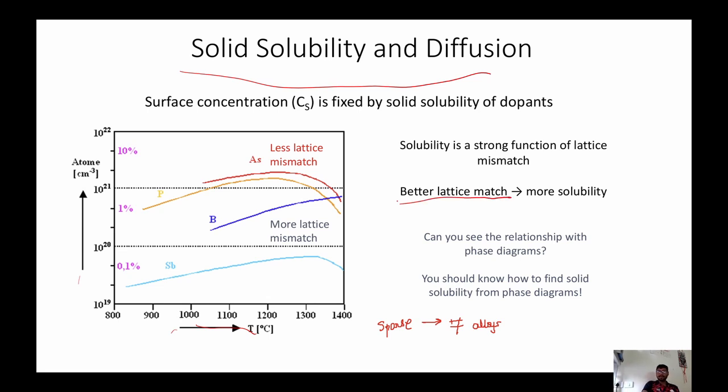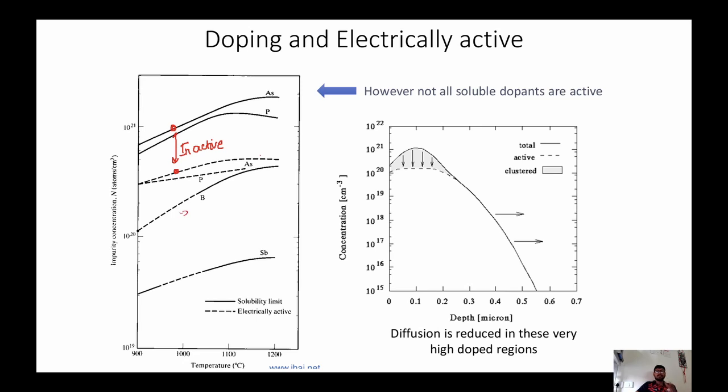The better the lattice match, the more the solubility. We will see that in the misfit ratio in the subsequent slides. That misfit ratio will tell you about the lattice matching, the ratio of the impurity to the ratio of the crystal.